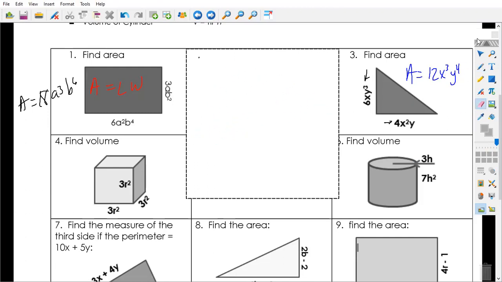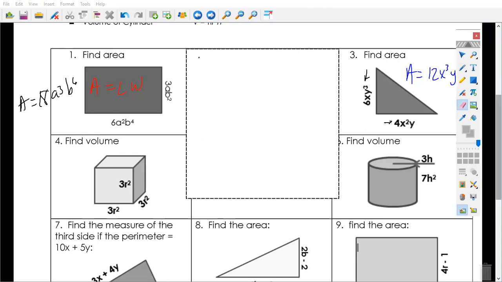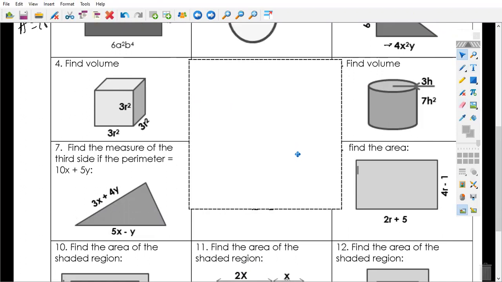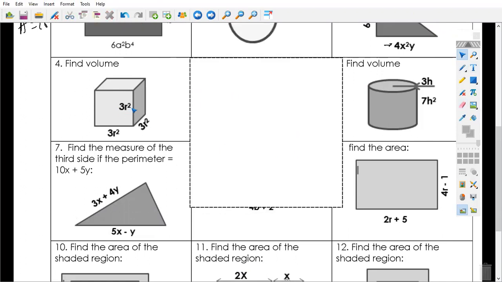Okay, I'm going to scroll on down, take my little box with me, my little work page. All right, so it says find the volume here. How do you find the volume? Volume equals length times width times height. What's our length times width times height?